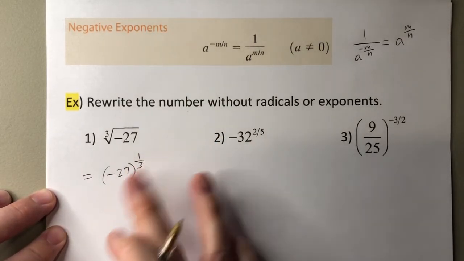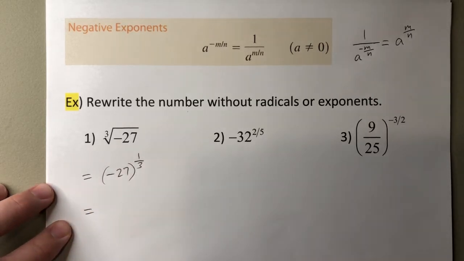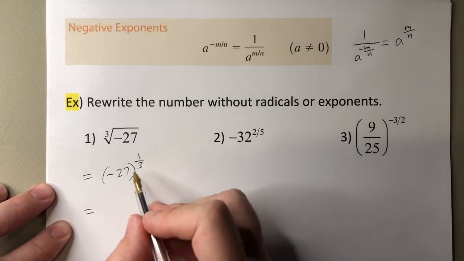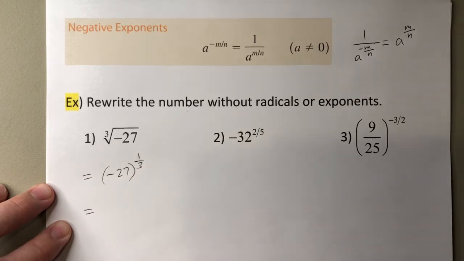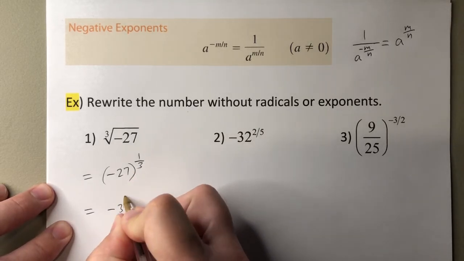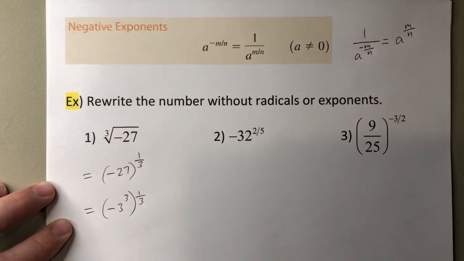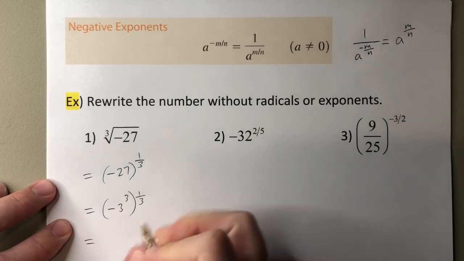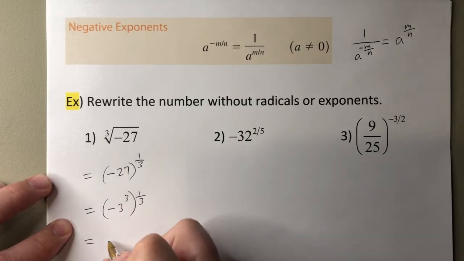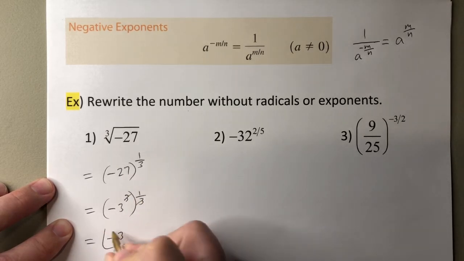Now, obviously, if you wanted to simplify this, you could. And let's go ahead and do that. So after we've rewritten it in this form, if you wanted to do that, you could do negative 3 cubed to the 1/3. All right. So at this point, what would you get? Power of a power, you multiply. So these cancel, right? And you're left with negative 3.